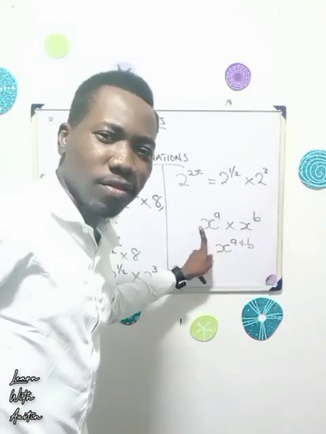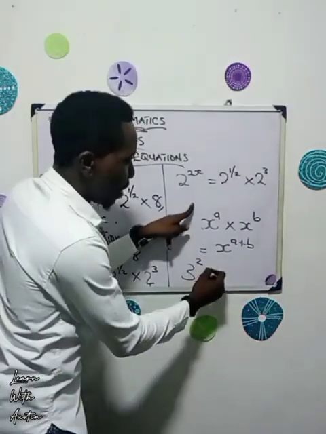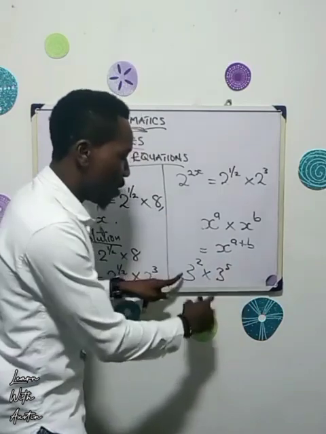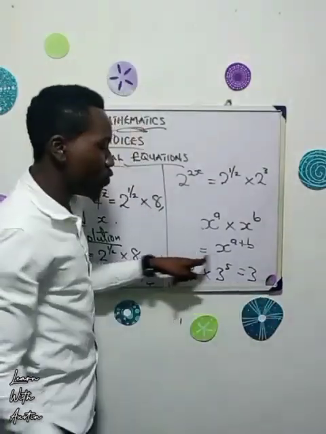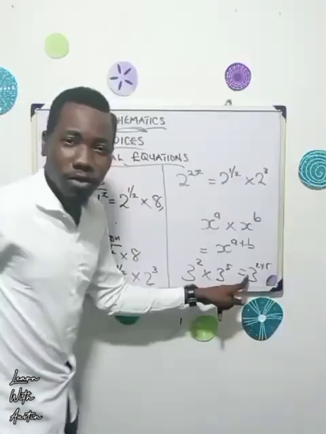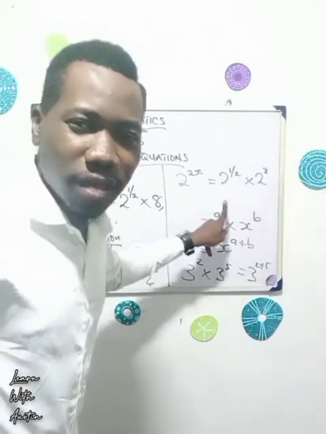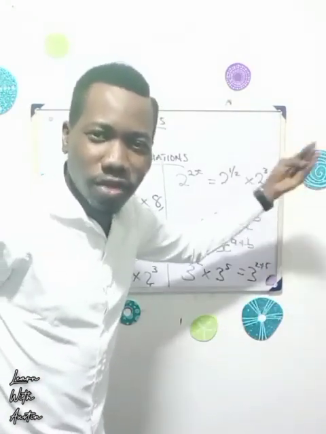So if you have 3 raised to the power of 2 times 3 raised to the power of 5, because they are the same base, 3, your answer will be 3 raised to the power of 2 plus 5. That will give us 3 raised to the power of 7. So the same thing can be applied here. What we are going to be doing all through is to apply these rules of indices, alright?